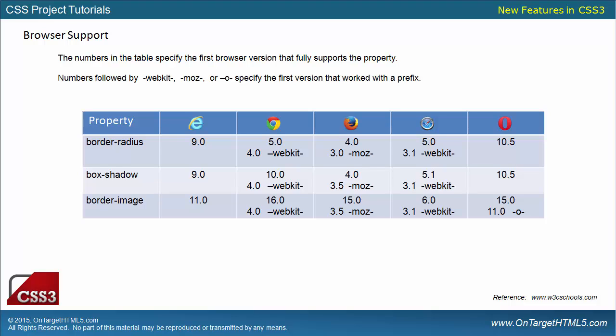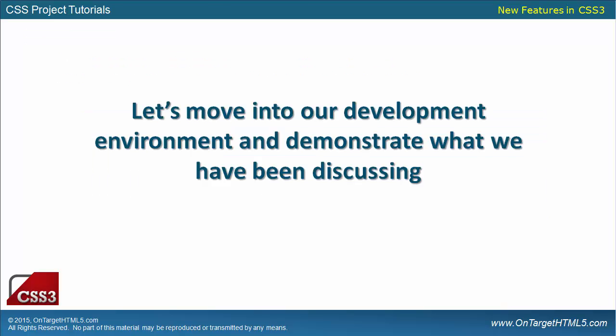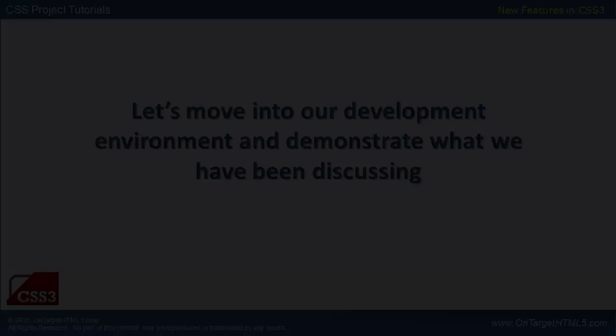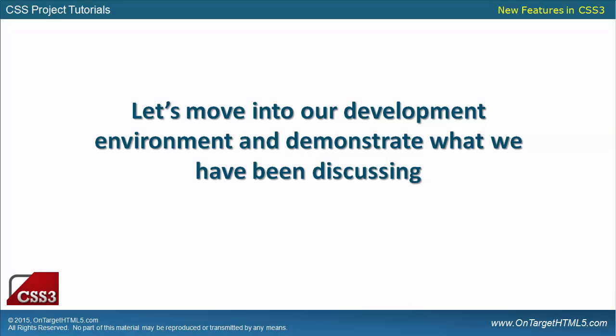And browser support for these currently is where it's sitting. And again, as of this recording in March 2015, we have pretty good support across the spectrum for these border radius, box shadow. Still a little bit iffy on the border image, the way that the image is handled, but it's getting there. You're going to see as we go through the demonstration. But we have pretty good support across the spectrum for border radius, box shadow, and border image is getting to where it needs to be. So we're going to move into our development environment and demonstrate what we've been discussing on those new properties in CSS3.